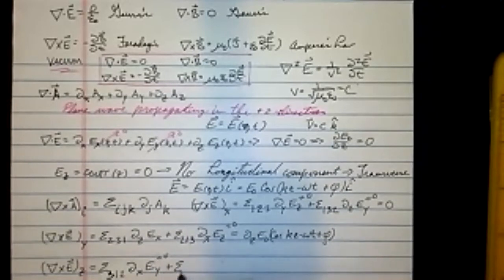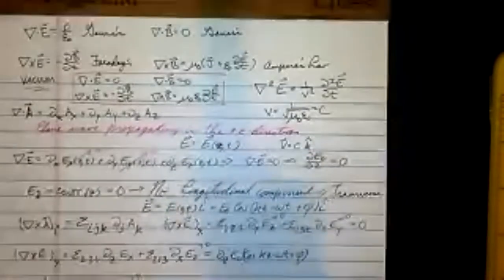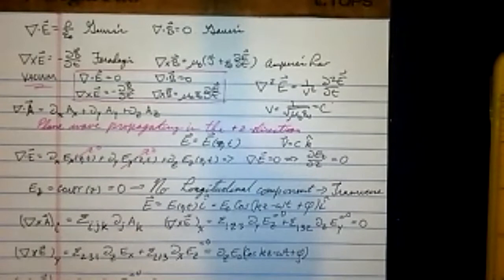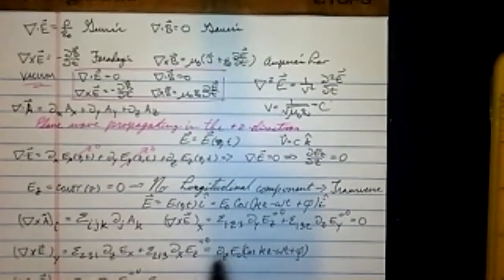Plus, we're going to take epsilon 3. This time, we're going to reverse the 1 and the 2. And when we reverse the 1 and the 2, we get 3, 2, 1, which is going to be, of course, negative. And that's the partial with respect to y of E sub x. E sub x, of course, is not 0, but the partial derivative of it with respect to y is definitely 0.